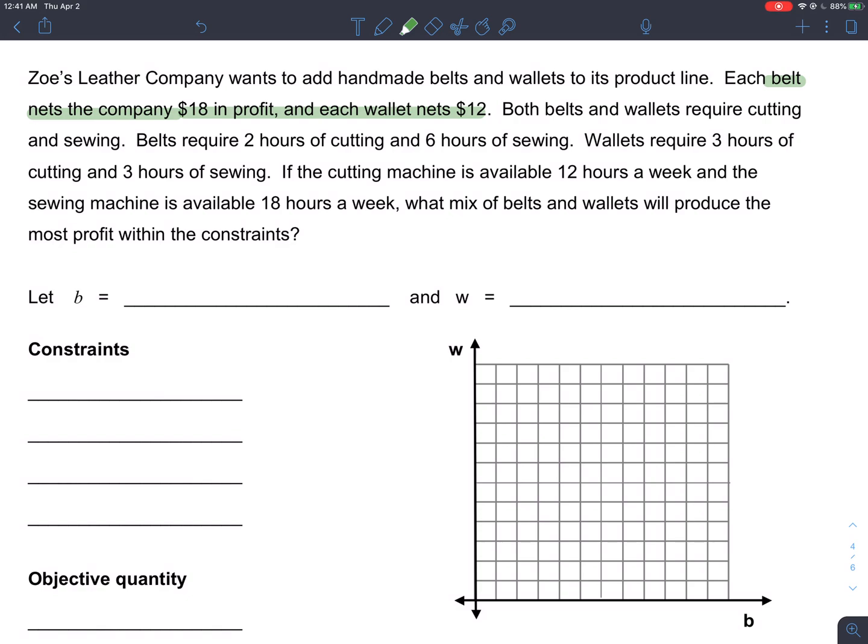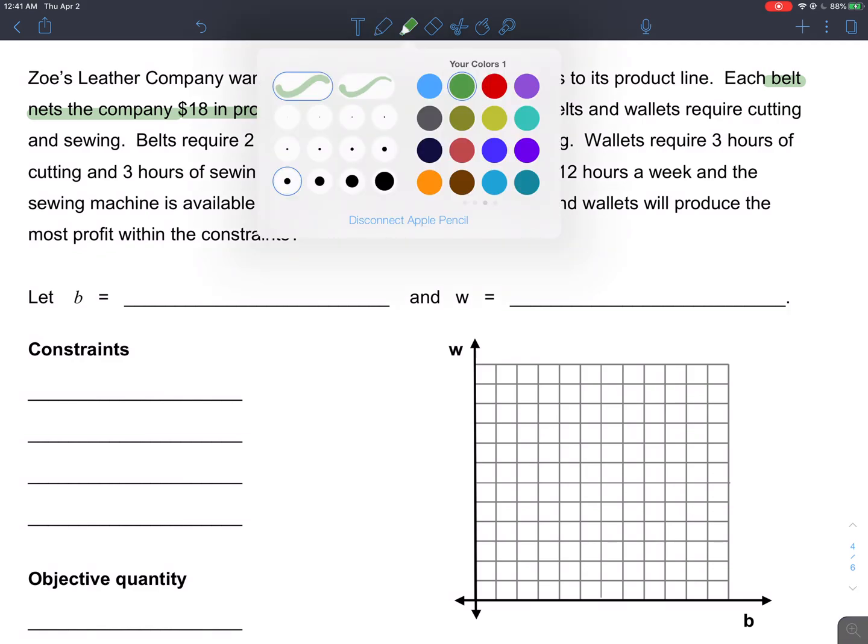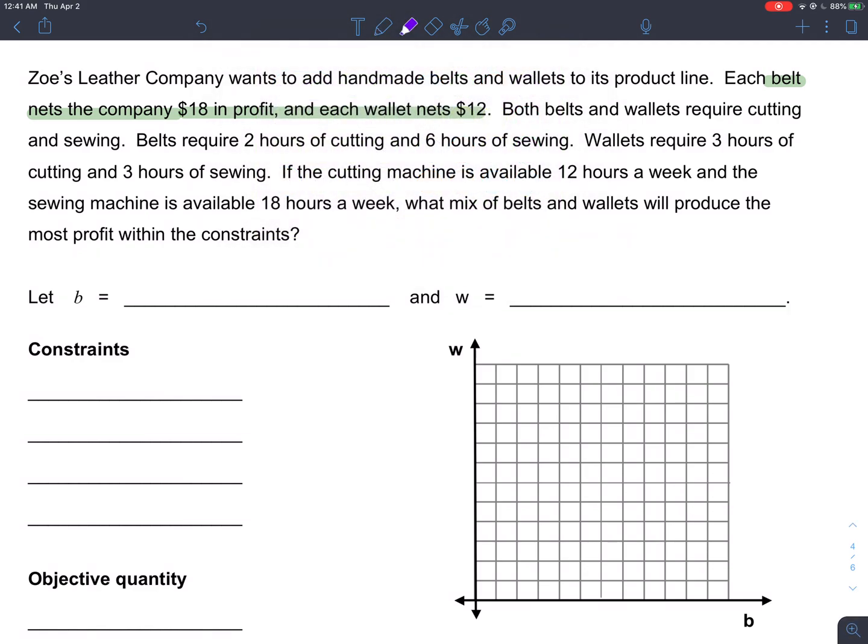Both belts and wallets require cutting and sewing. Belts require 2 hours of cutting and 6 hours of sewing. Wallets require 3 hours of cutting and 3 hours of sewing. All right, let me go back and break that down. Belts, 2 hours of cutting. Wallets, 3 hours of cutting. Total cutting. The cutting machine is available for 12 hours a week. All right, cutting is available for 12 hours. Maximum cutting basically is 12 hours.